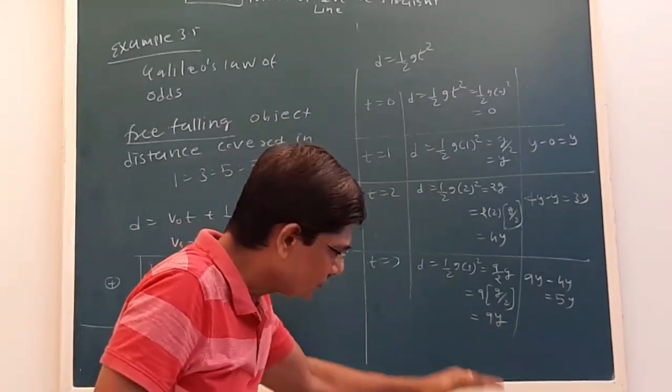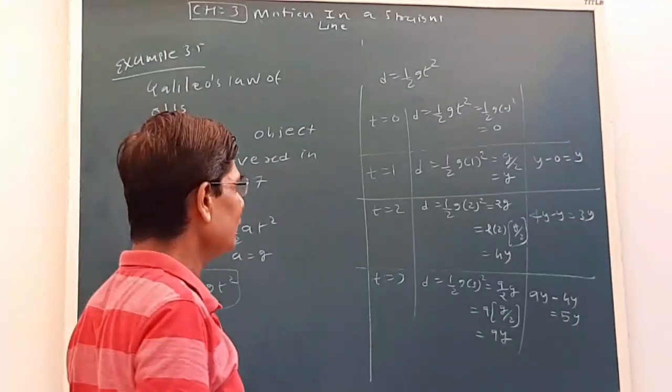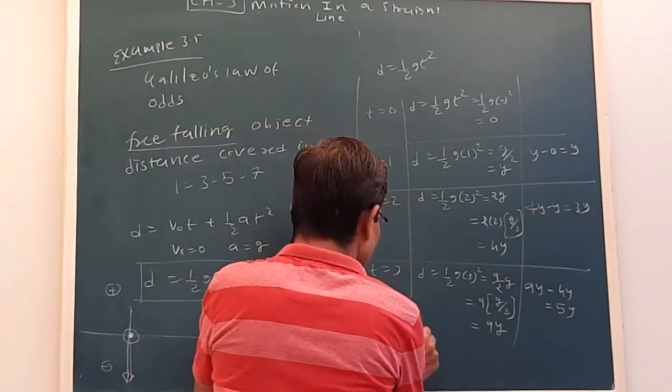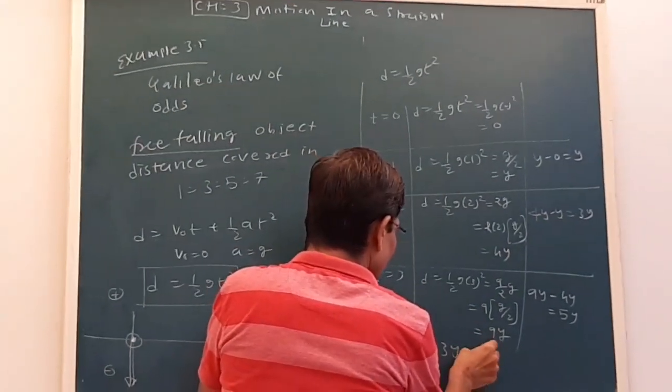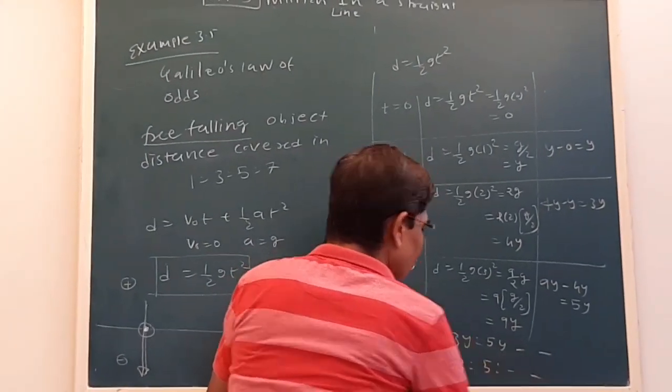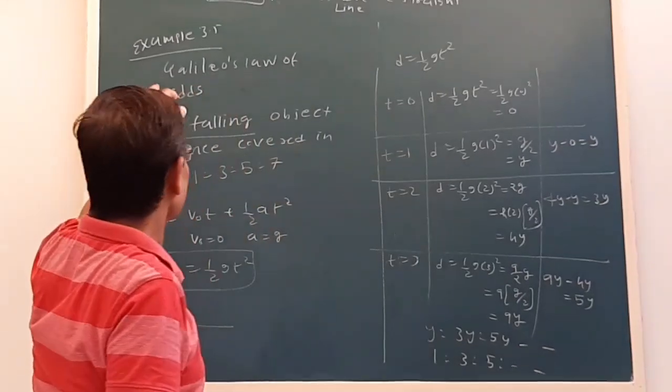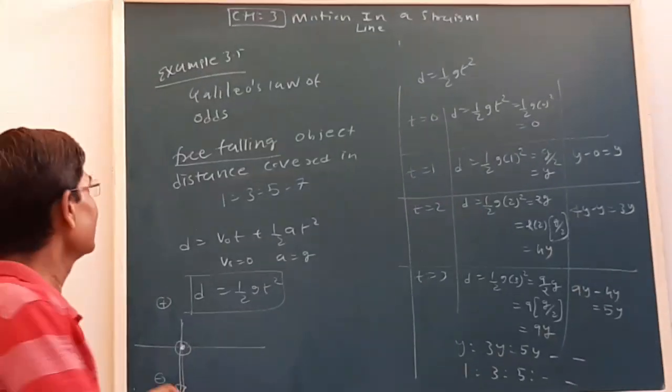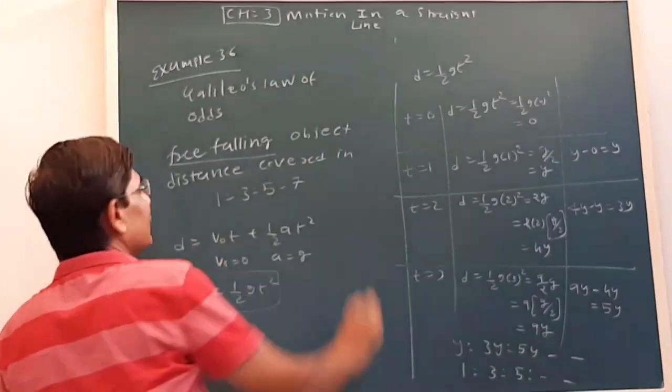We can continue with this calculation, but we see the distance covered is y, 3y, 5y. So the distance covered will be in the ratio of 1:3:5. See, that is called Galileo's law of odds. Okay. See, this is our 3.6.